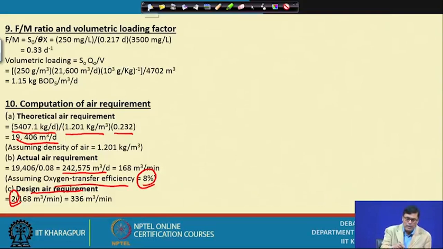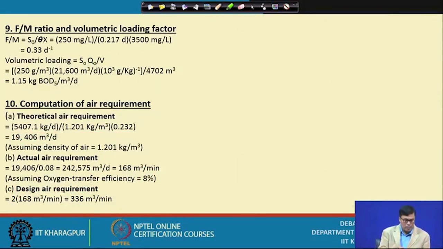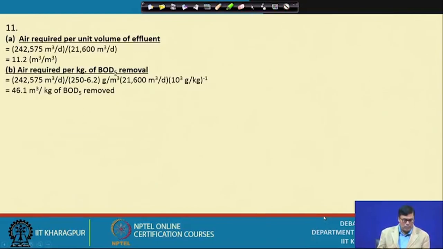We can find out that the air requirement should be about 336 cubic meter per minute. And here we can set the air requirement per unit volume of the effluent. This is the amount of effluent to be treated, and this is the amount of air required. So we can calculate cubic meter of air per cubic meter of effluent.